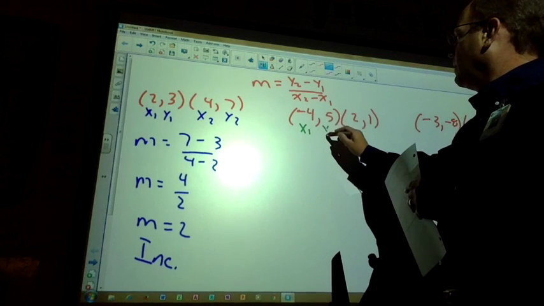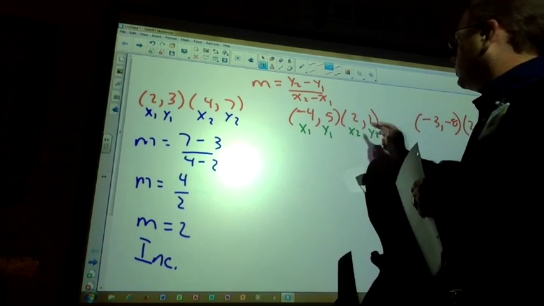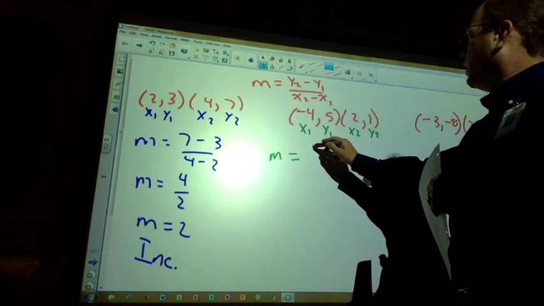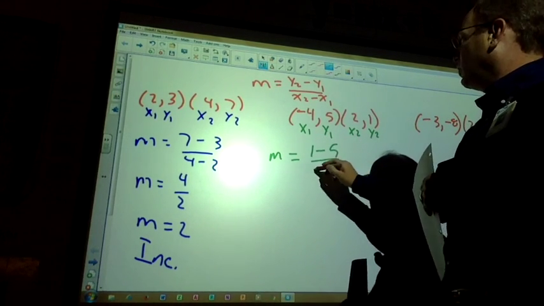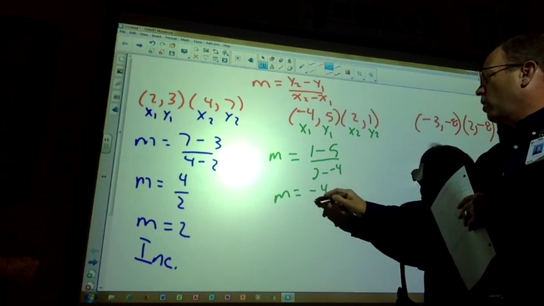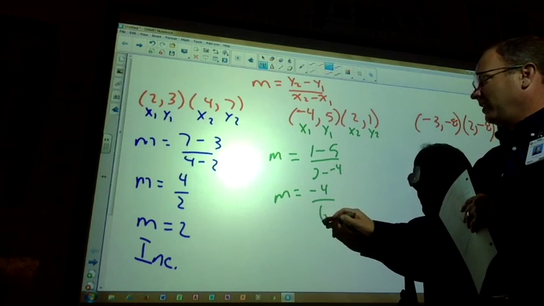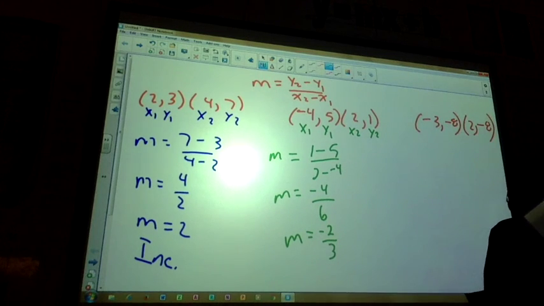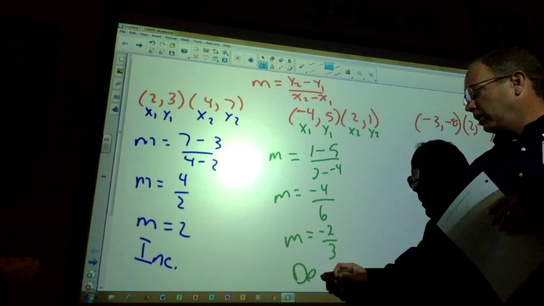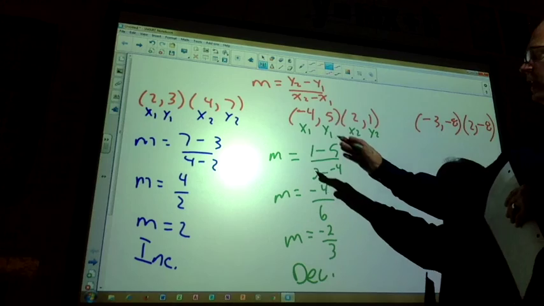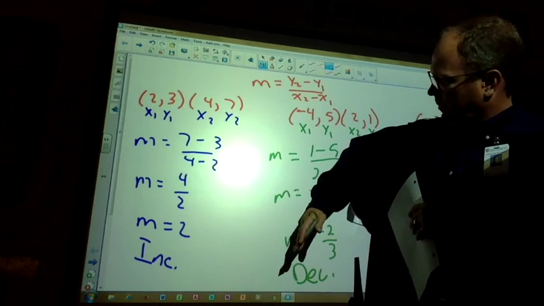All right, this one. x1, y1, x2, y2. So m is equal to 1 minus 5 over 2 minus 4. 1 minus 5 is -4, and that's over 6. So you could reduce this. -2 over 3, increasing or decreasing? It's a negative slope, so it's decreasing. Good. Negative slope will be this way. Positive slope will be that way.